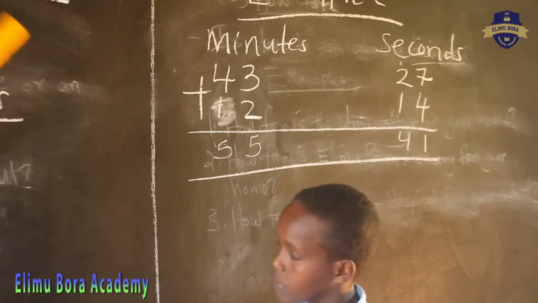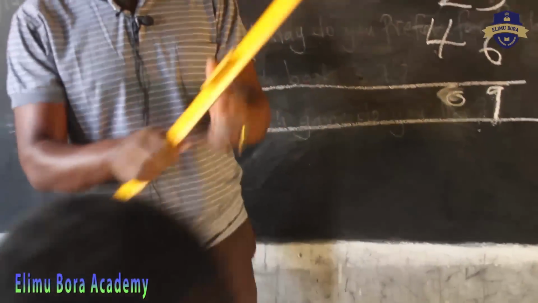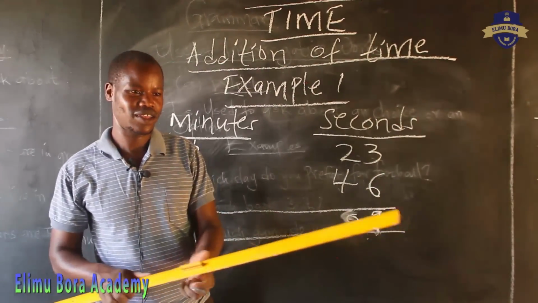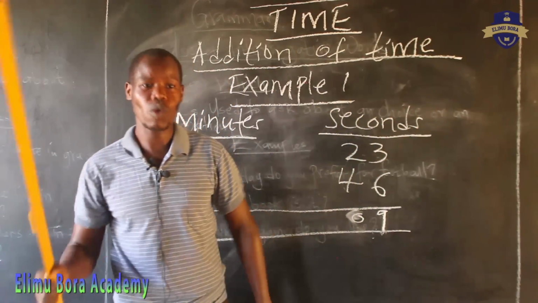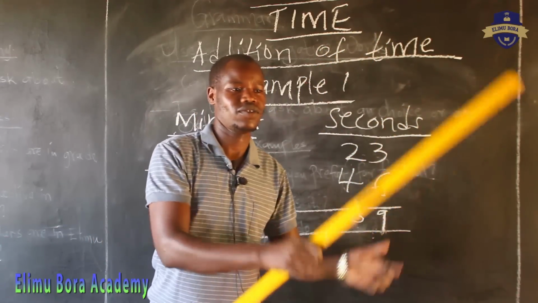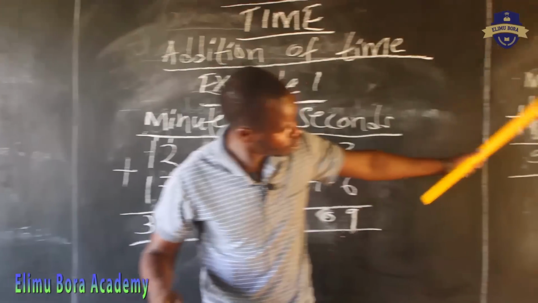So is he correct? Yes. Let us give him a sharpshooter. Let us prepare. Sharpshooter. Let us give him one clap. That is sharpshooter. Let us go. Sharpshooter. That's good.